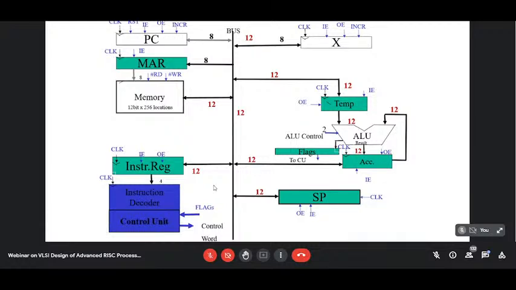All these registers or ALU will have some clock that is common, so the operations will be synchronized with the clock. So IE and OE you just put, and PC should be incremented after every clock cycle. So there is one INCR signal. Initially it has to be reset.